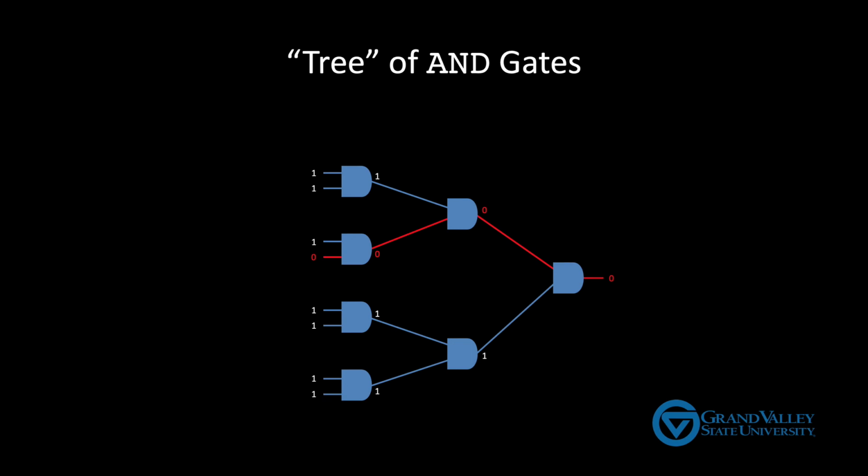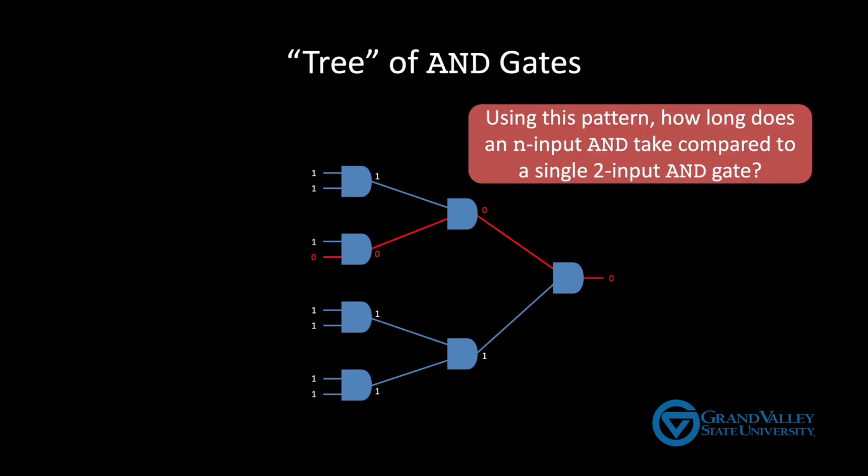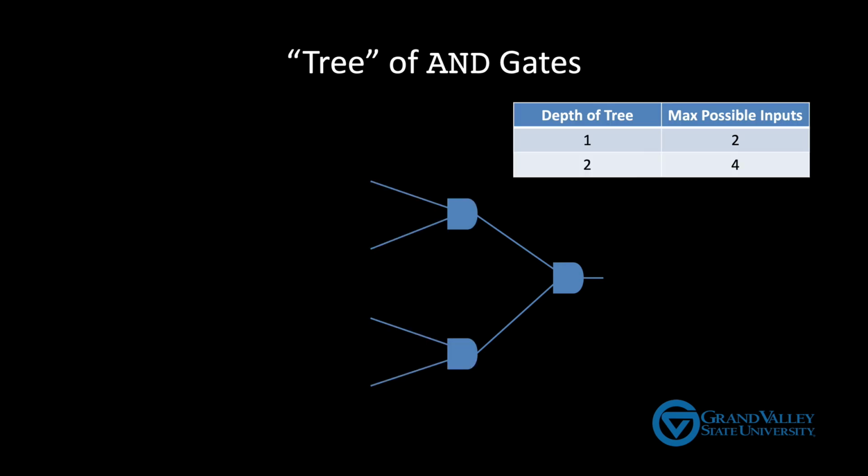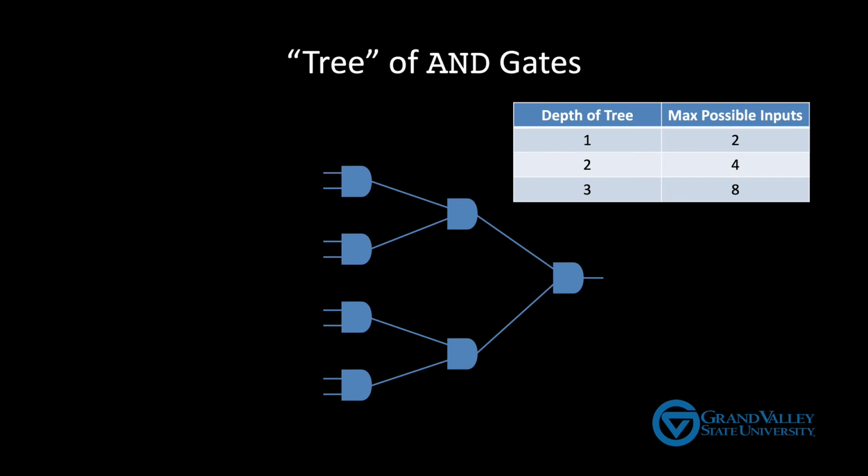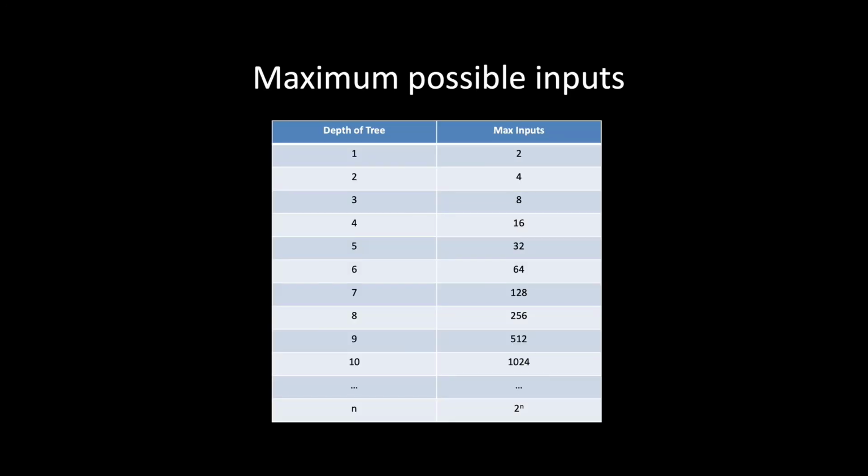So then, using this pattern, how does the propagation delay of an n-input AND gate compare to that of a 2-input AND gate? The key observation, of course, is that the time depends on the height of the tree. So let's look at the pattern. Every time the height of the tree increases, the number of possible inputs doubles. Thus, the number of inputs is exponential in the height of the tree. If the height of the tree is n, then the number of possible inputs is 2 to the n.